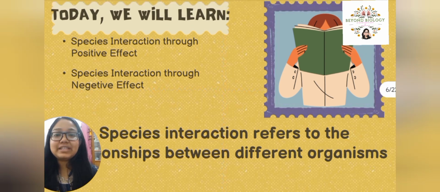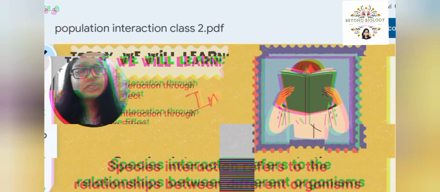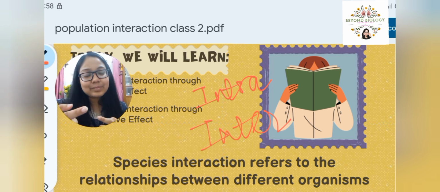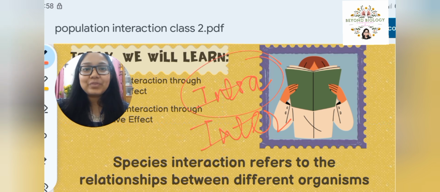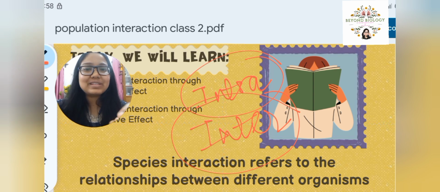Again, species interaction can be intraspecific and interspecific. So when it is between individuals of the same species, for example, I and you, we are of the same species, Homo sapiens. We are humans, so we are individuals of the same species. It becomes intra. When it is individuals of different species, for example, you and the lion, that becomes inter, in between two different species.